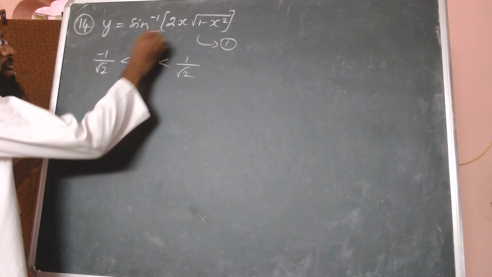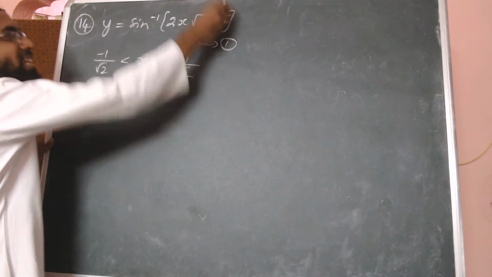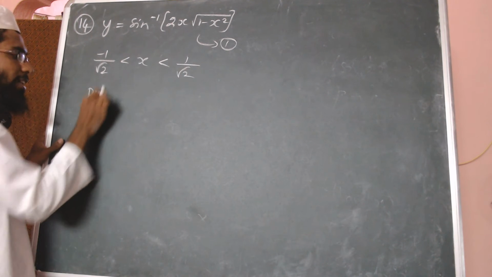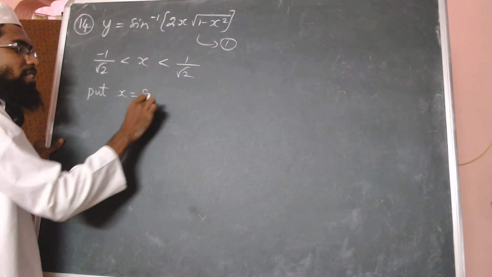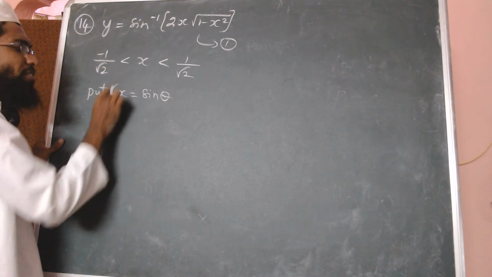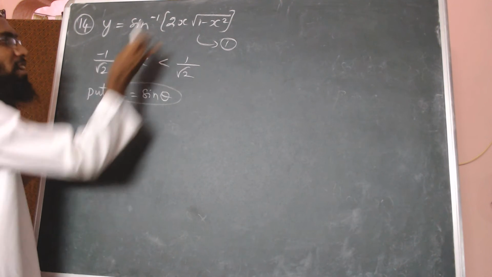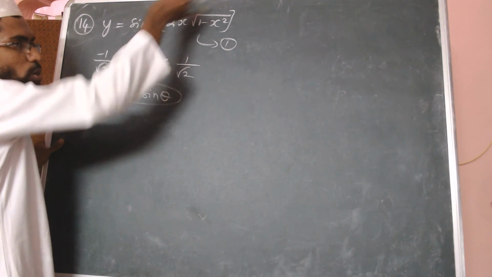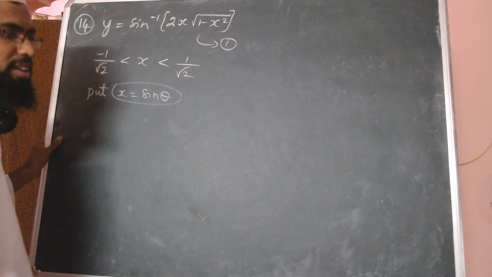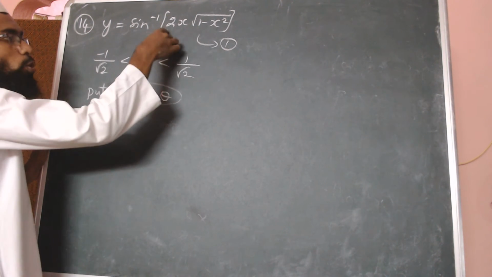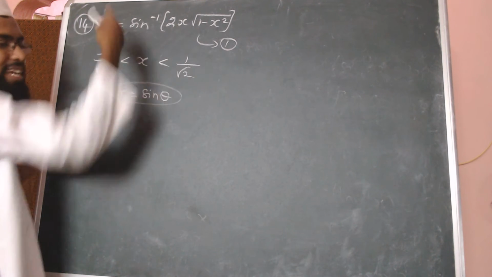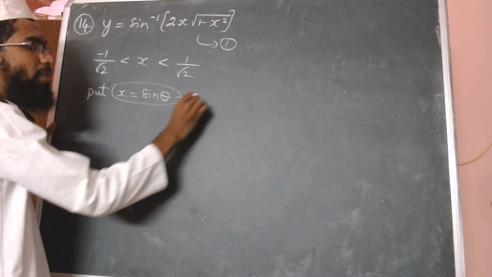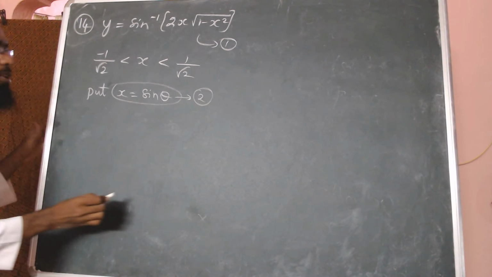So I have sine inverse here. If I get something in terms of sine, it will be easy for me to do. So let me put x equal to sine theta. So what if I put x equal to sine theta? It will become 2 sine theta. 1 minus sine square will become cos square. So root and square will get cancelled. I'll have cos theta here. So 2 sine theta cos theta will be sine 2 theta. So I can cancel it. So that's why I'm substituting. Put x equal to sine theta. Let it be my equation 2.